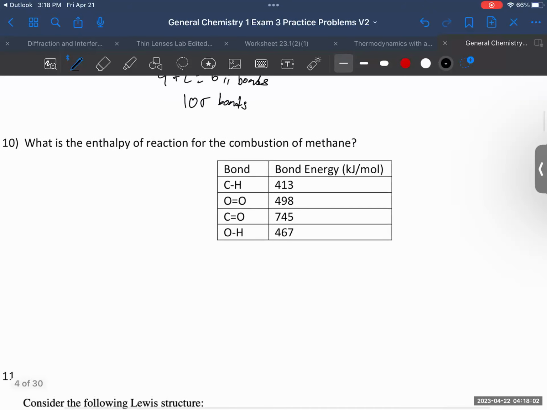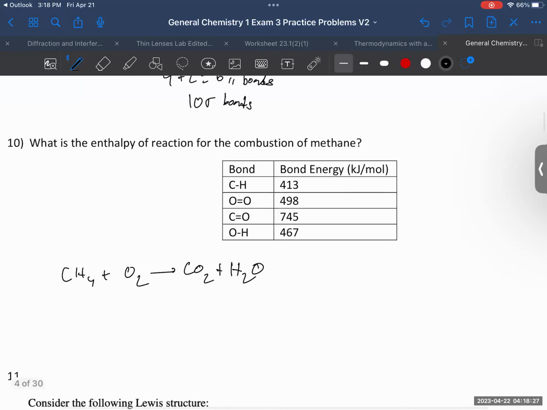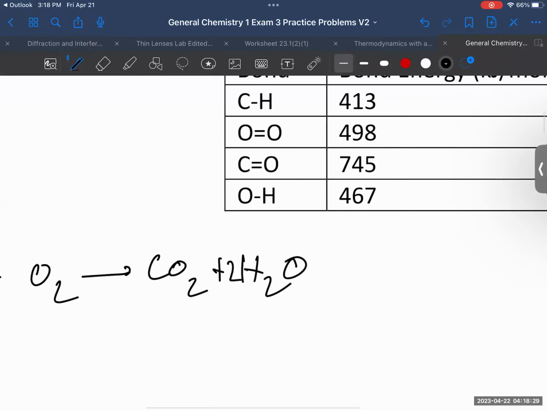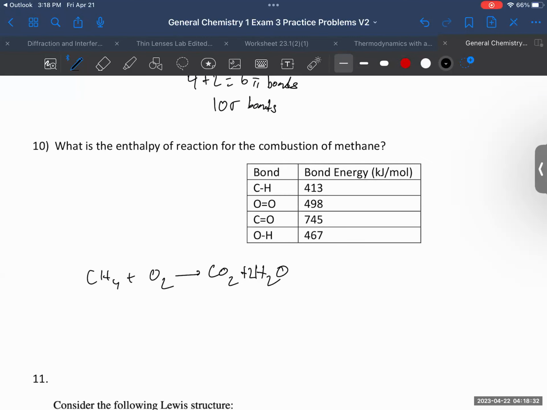All right, we did some of these yesterday. What is the enthalpy of a reaction for the combustion of methane? Do I remember what the combustion of methane looks like? How to write it out? CH4 plus O2 yields CO2 plus H2O. That is precisely it. And then put a 2 in front of the H2O. And then a 2 in front of the O2. There we go.